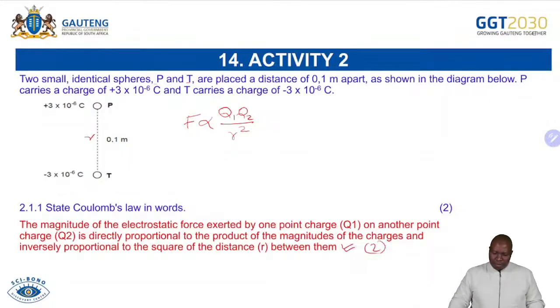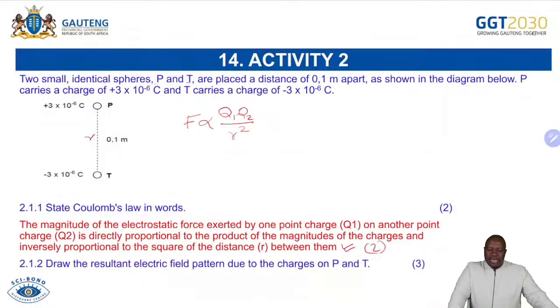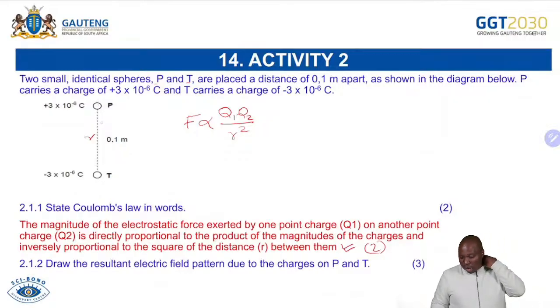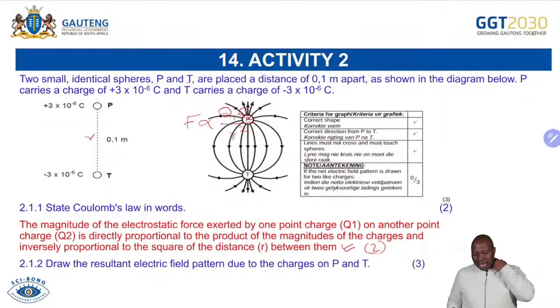Now the next question: draw the resultant electric field pattern due to the charges on P and T. You can see that we have a positive and a negative. Remember, we said our arrows will always be moving from positive towards negative. So from P to T, that's where our arrows must be moving. And then that's how we'll draw our electric field pattern.